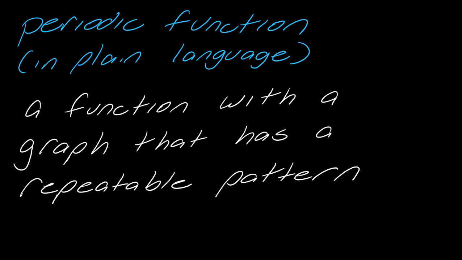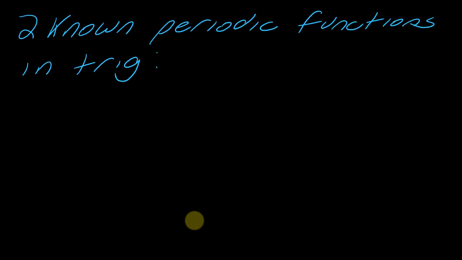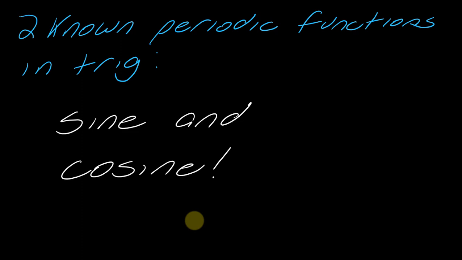And we can think of functions that would have this. Some examples would be the way that tides move in and out, or the phases of the moon. Those are periodic. They repeat, right? Or if you think about what the graph of a heartbeat would look like, that would also be periodic. They just have this repeating pattern in the graph. Now, in trig, there are two known periodic functions. They are sine and cosine. And we're going to talk about what these graphs look like.